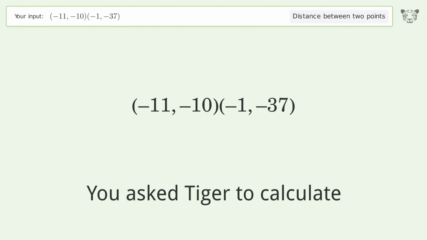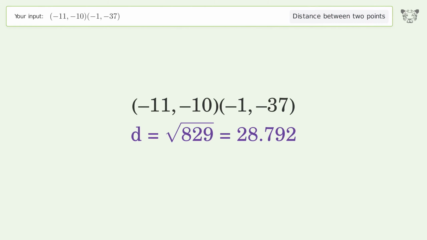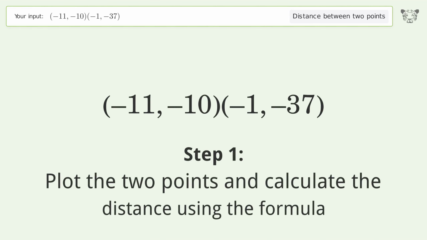You ask Tiger to calculate. This deals with the distance between 2 points. The distance between the 2 points is the square root of 829, or 28.792. Let's solve it step by step. Plot the 2 points and calculate the distance using the formula.